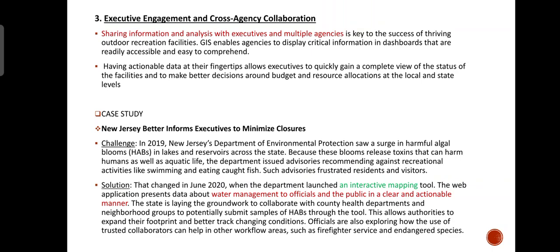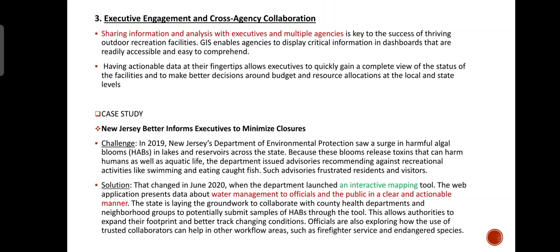Case study: New Jersey better informs executives to minimize closures. Challenge: in 2019, the New Jersey Department of Environmental Protection saw a surge in harmful algal blooms in lakes and reservoirs across the state. Because these blooms release toxins that can harm humans as well as aquatic life, the department issued advisories recommending against recreational activities like swimming and eating caught fish. Such advisories frustrated residents and visitors.